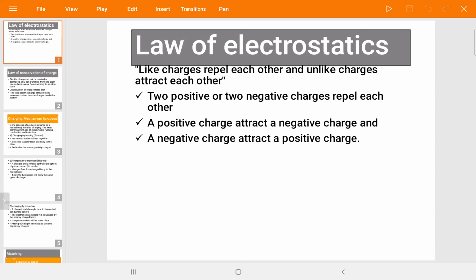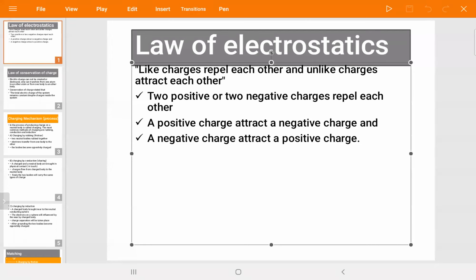There is interaction between charged bodies. For example, if we have only two bodies with the same charge, then there will be a repulsive force. And if you have two bodies with opposite charges, then there will be an attractive force between them. The interaction between the same charges is repulsive, and the interaction between opposite charges is attractive.